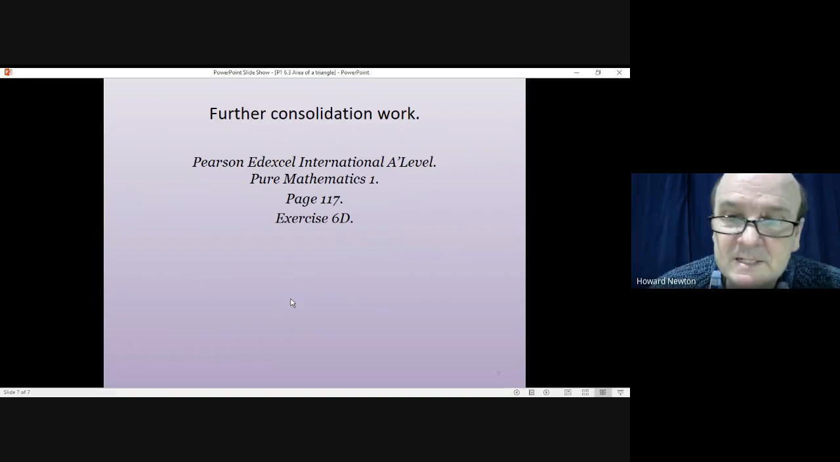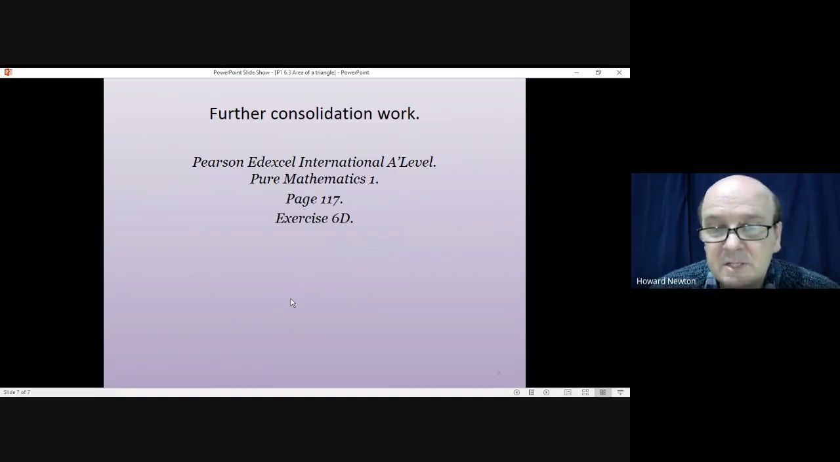And that is the end of the lesson. If you've got the textbook, then turn to page 117 and have a go at exercise 6D.